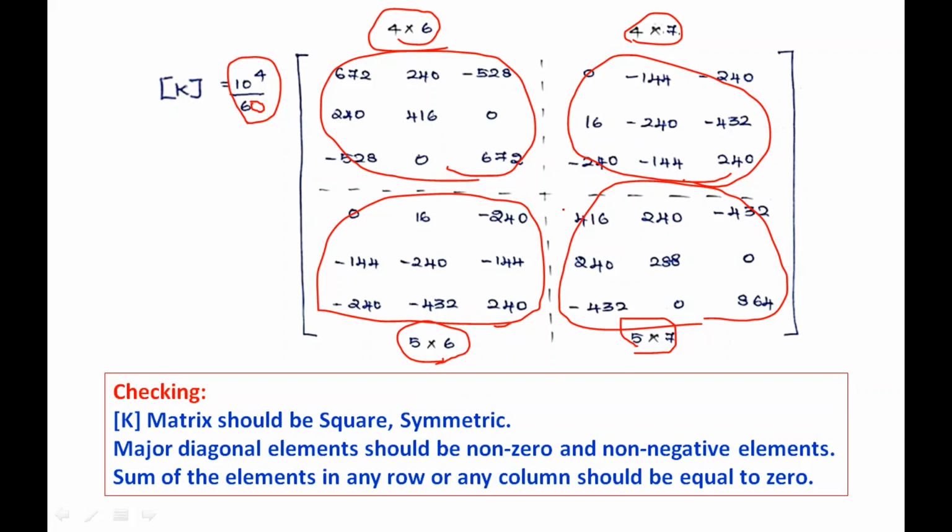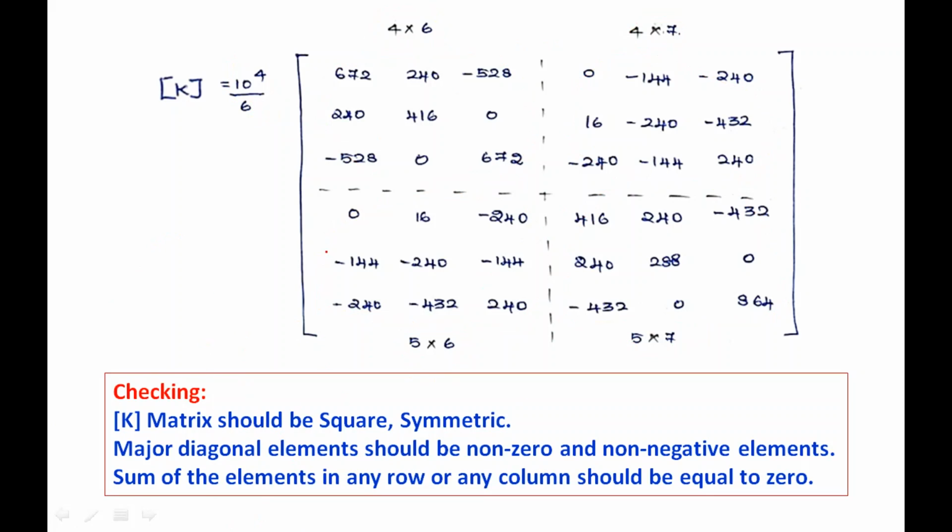Now after getting these elements of the stiffness matrix, we can use the properties of the stiffness matrix for verification purposes. So how to check the properties of the stiffness matrix? So K matrix should be square and symmetric. So it is a 6 by 6 matrix, a square matrix. Symmetric means with respect to this major diagonal, all the elements should be symmetrical. Upper diagonal and the lower diagonal elements should be symmetrical, that you have to check. Major diagonal elements should be non-zero and non-negative. So here in the major diagonal, you should not get any zero or negative element. Then you have to verify your procedure once again.